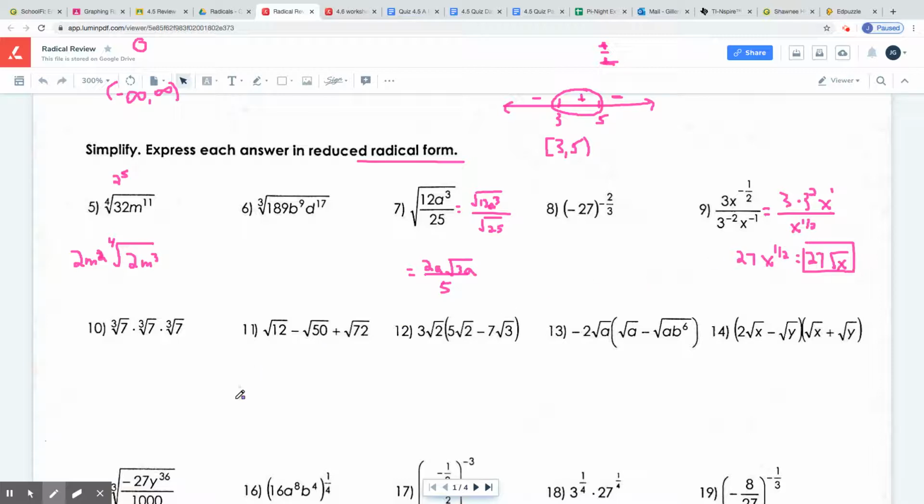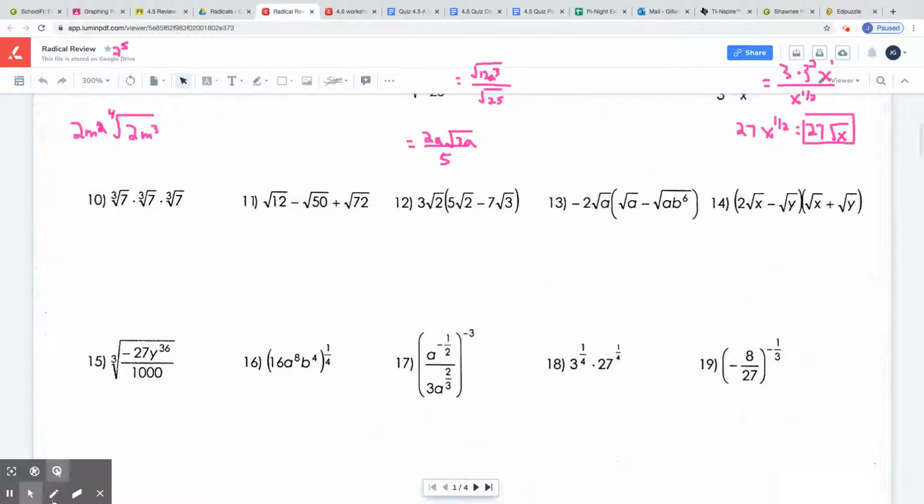All right, for 11, when we are adding and subtracting radicals, you need to have the same number. So let's go and simplify each of these and see if anything's in common. So the square root of 12 is 4 times 3, so that's 2 root 3. 50 is 25 times 2, which means it's 5 root 2. And 72 is 36 times 2, which is 6 root 2.